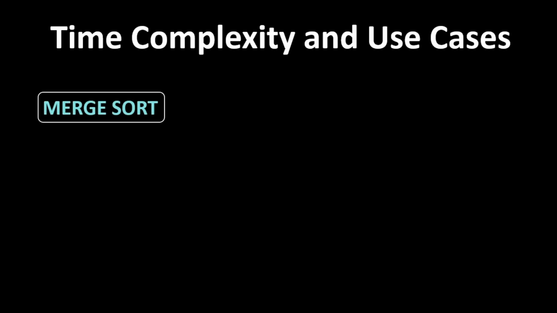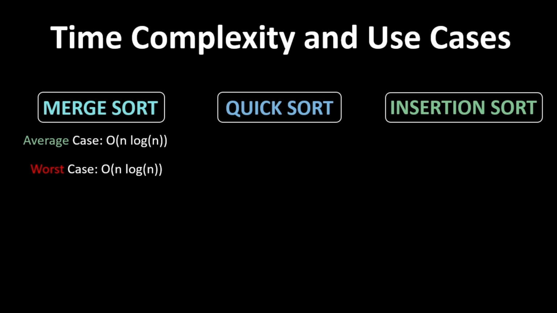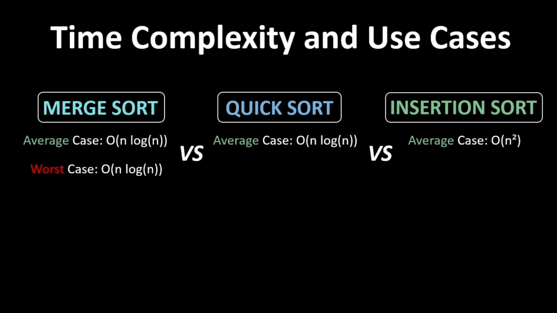Now let's talk time complexity and use cases. I'm going to provide a comparative analysis between merge sort and two of the most well-known sorting algorithms, quicksort and insertion sort. Merge sort has a time complexity of O(n log n) in both the worst and average cases, whereas quicksort and insertion sort are on average O(n log n) and O(n) respectively, and worst cases of O(n²).